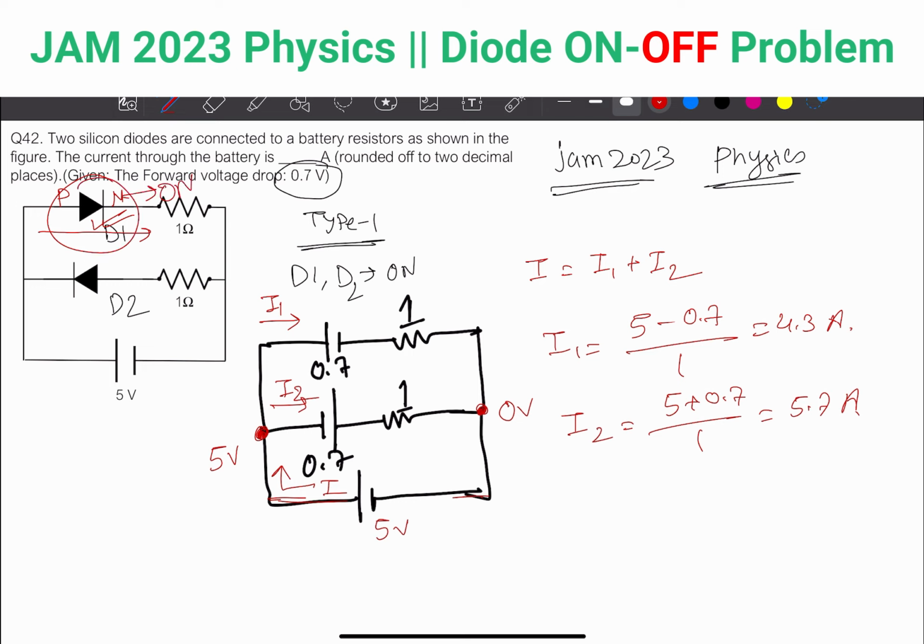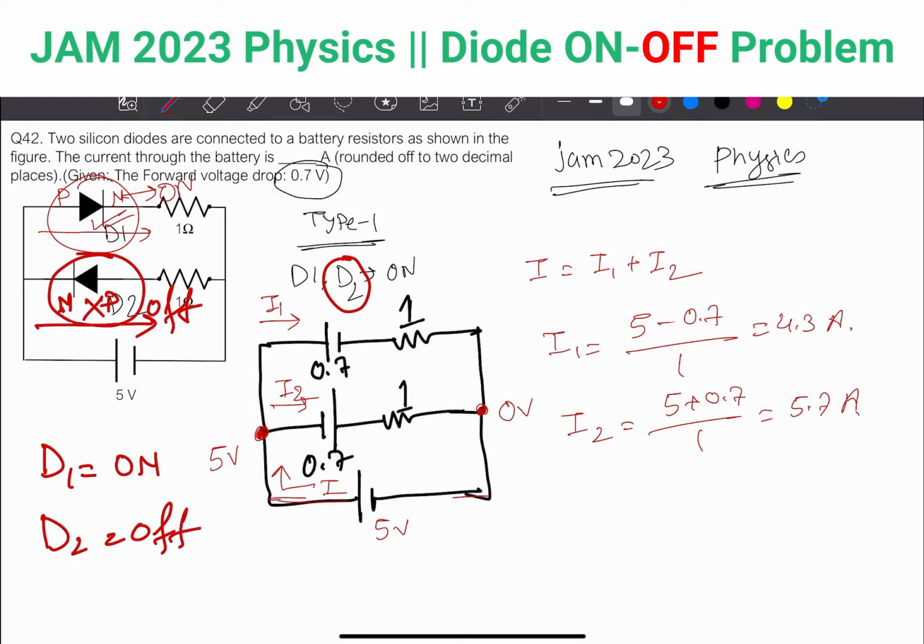But for this other diode, you see the positive current flows from N to P, right? But we know that no current can flow from N to P. That means this is a wrong assumption. We assumed that D2 is on, but after the calculation we see D2 is off. So the correct assumption will be D1 is on, D2 is off.